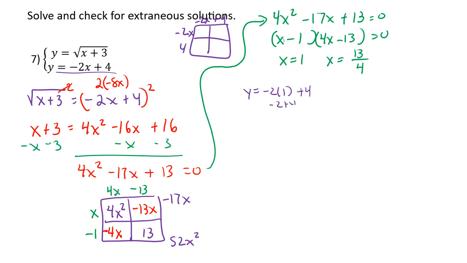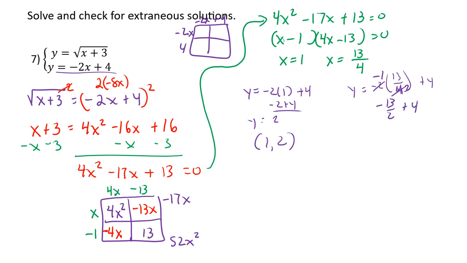So that's negative 2 plus 4, that is positive 2. So one point of intersection is (2, 1). Then for the other, negative 2 times 13 over 4 plus 4. All right, so that's going to cancel, getting us negative 1 on top, 2 on the bottom. So negative 13 over 2 plus 4.